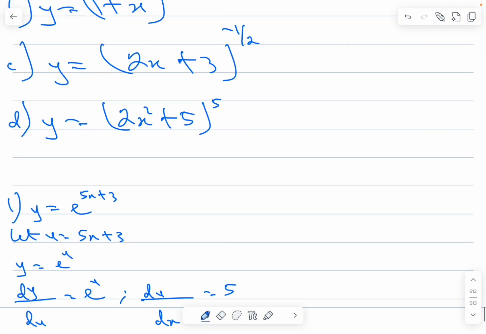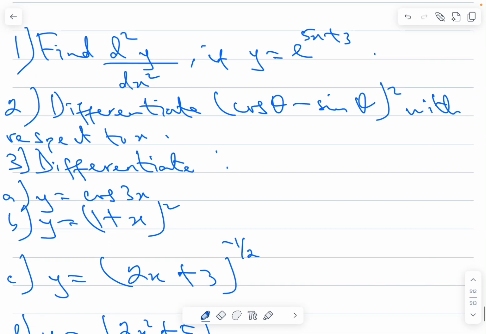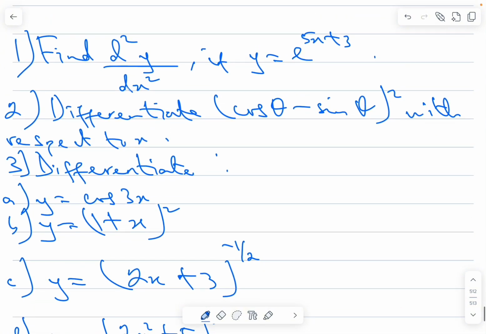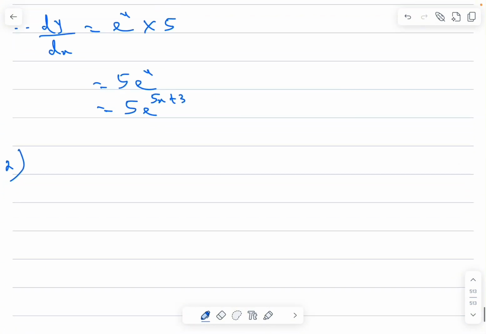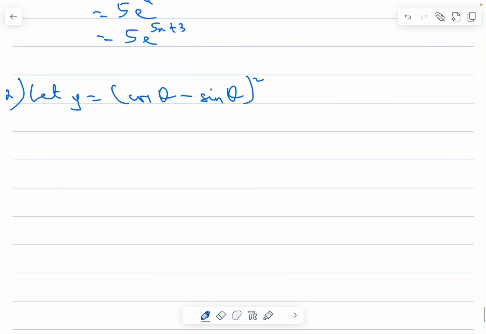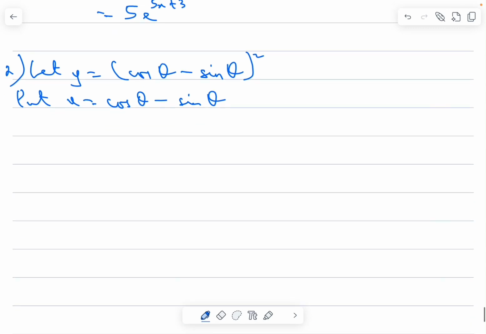Number 2, what does that say? Differentiate the square of cos theta minus sin theta with respect to theta. Let y be equal to cos theta minus sin theta, and the whole of that is squared. Now you have the square of the whole of that. Put u equals cos theta minus sin theta.